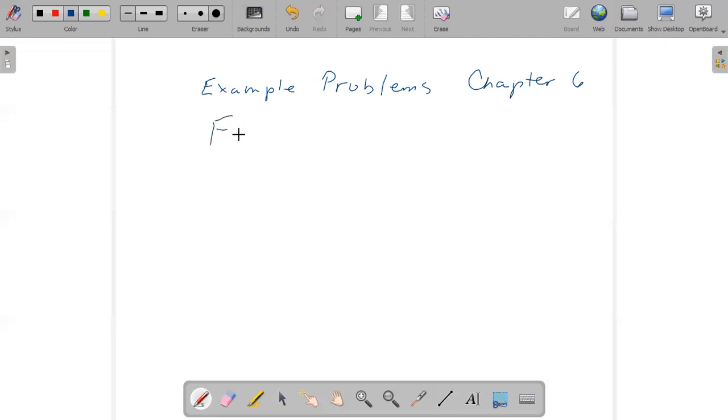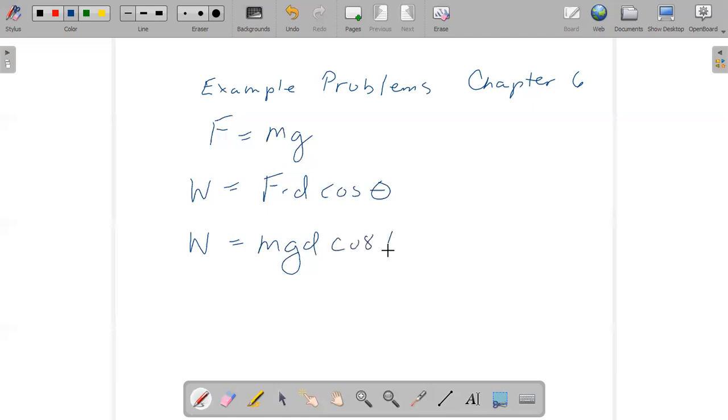Your force equals gravity, weight, mg, and your work is equal to force times d times cos theta. So your work is going to be equal to mg d cos 180, because you're lifting it. Cos 180, it's going to be negative work. So work is 1 joule, divided by, it's just negative work. Just know that, that's not going to change the magnitude of it at all.